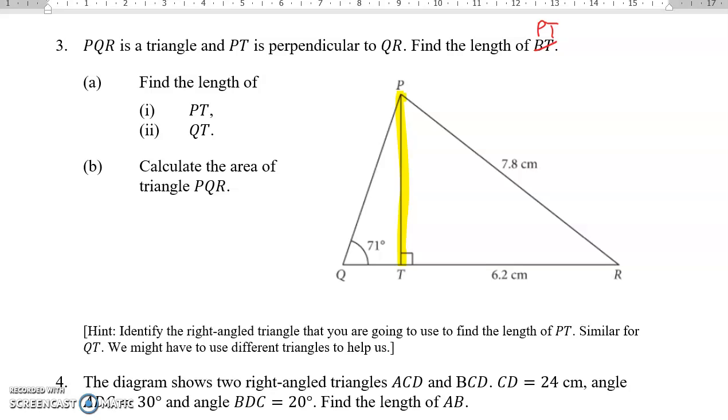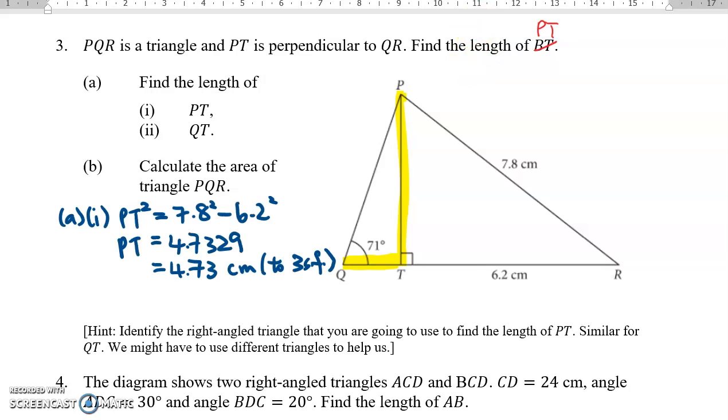Then for QT, for part 2, later on we have to see what information we have to help us find the length of QT. So let's focus on PT first. To find the length of PT, I'll make use of triangle PRT, and I'll make use of Pythagoras theorem to help me find the length of PT quite easily. So I have the length of PT.